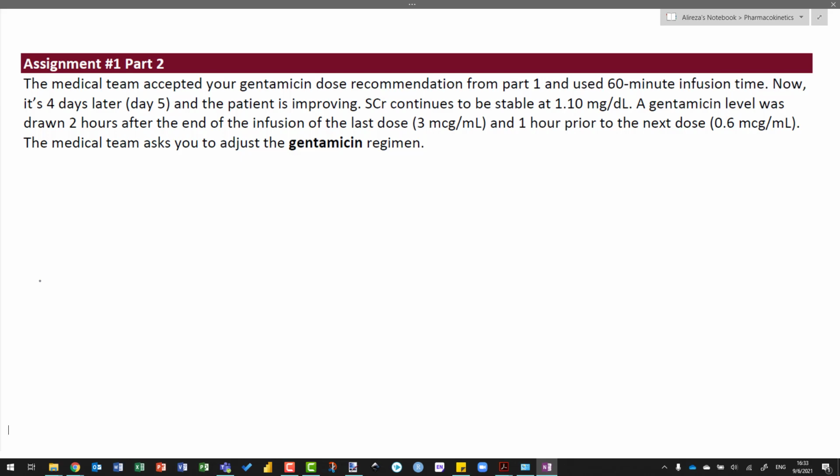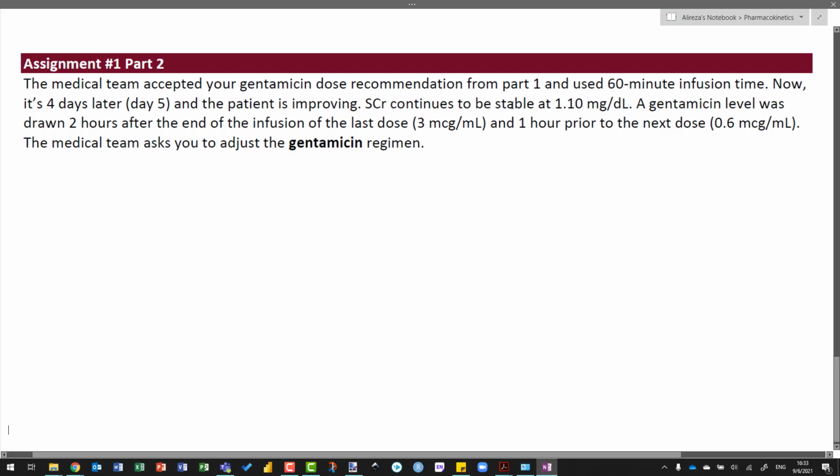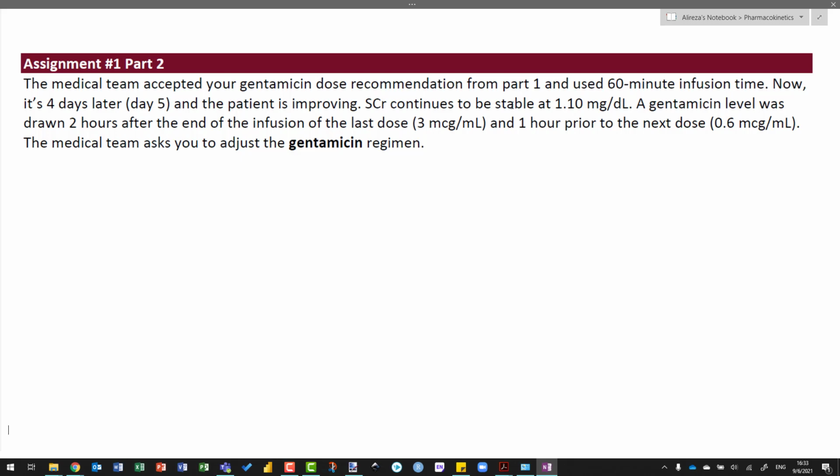The medical team asks you to adjust the gentamicin regimen, and this is of course if a change is needed. If you come to a conclusion that the current dose is appropriate, then your adjustment would be to continue what we did in the previous part, which would be 50 milligram IV every 8 hours over 1 hour. So now, it's always helpful to plot these levels to basically see what's going on.